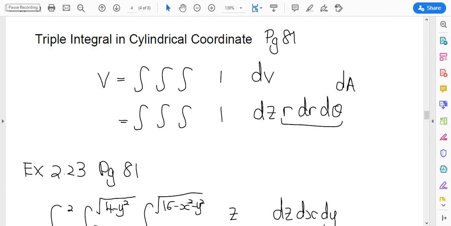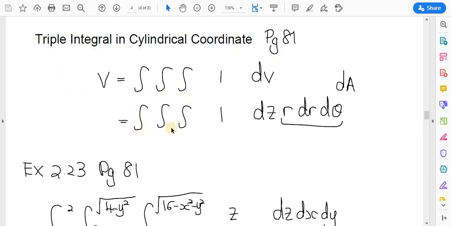Hi everyone, now let's look at the triple integral in cylindrical coordinate. If you can refer to page 81 of your module. Okay, so this time we are going to use a cylindrical coordinate in order to determine the volume of a solid. The main equation to calculate the volume of a solid is still this one.